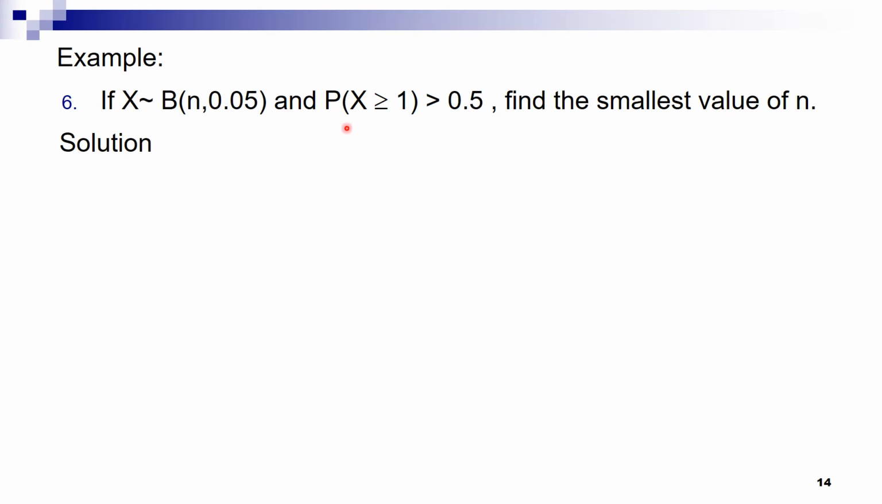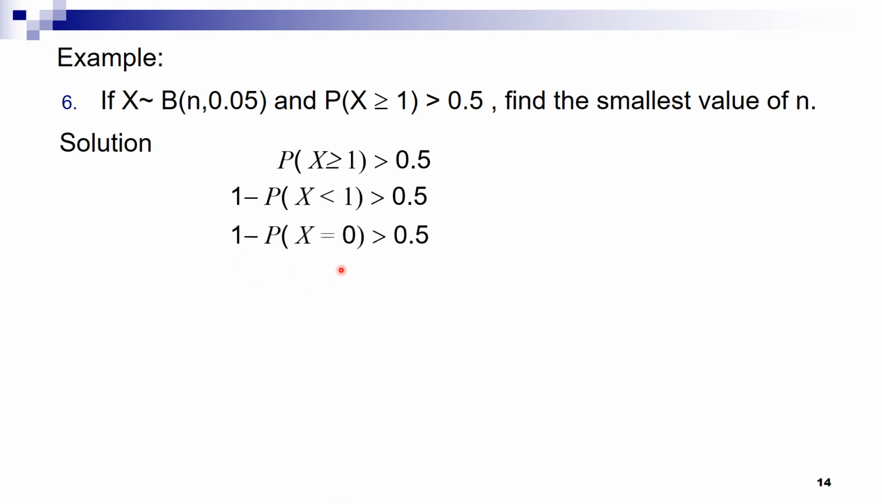Okay, we look at the solution. Look at the information given. P(X greater than or equal to 1) is greater than 0.5. So we use that information. We don't know what our number of trials is, so we work backward. P(X greater than or equal to 1) is the same as 1 minus P(X less than 1), which is greater than 0.5. Now, the probability of X less than 1 is the probability of X equal to 0. So 1 minus P(X = 0) is greater than 0.5.